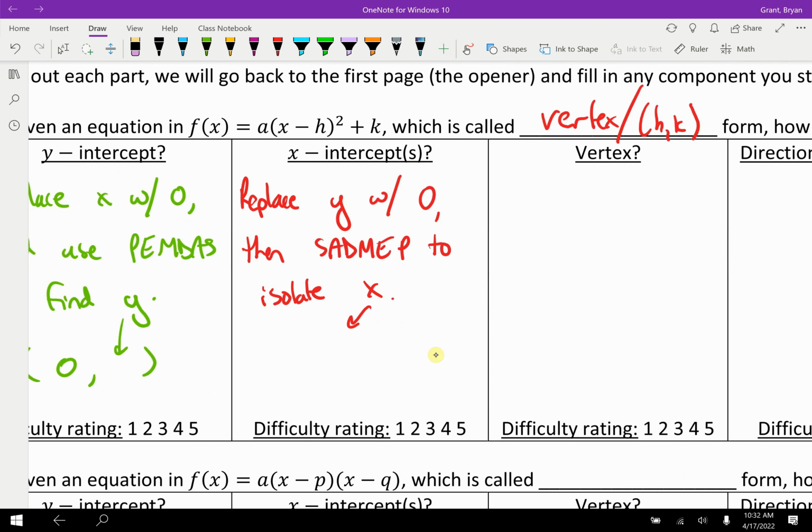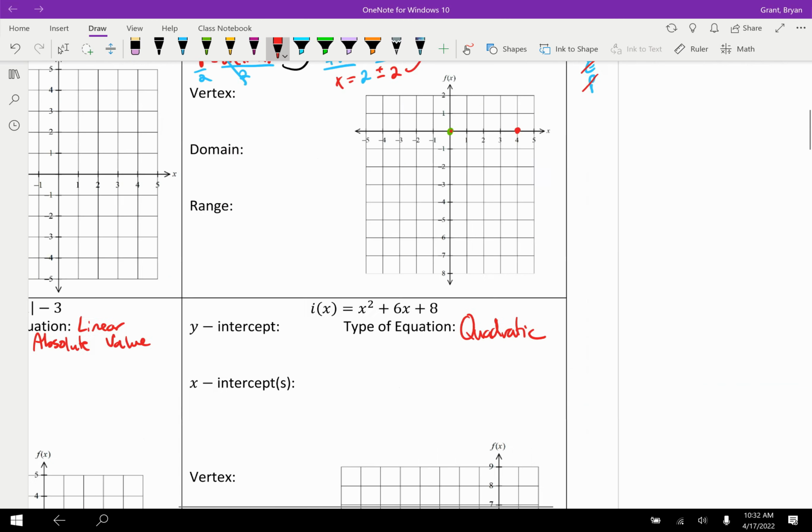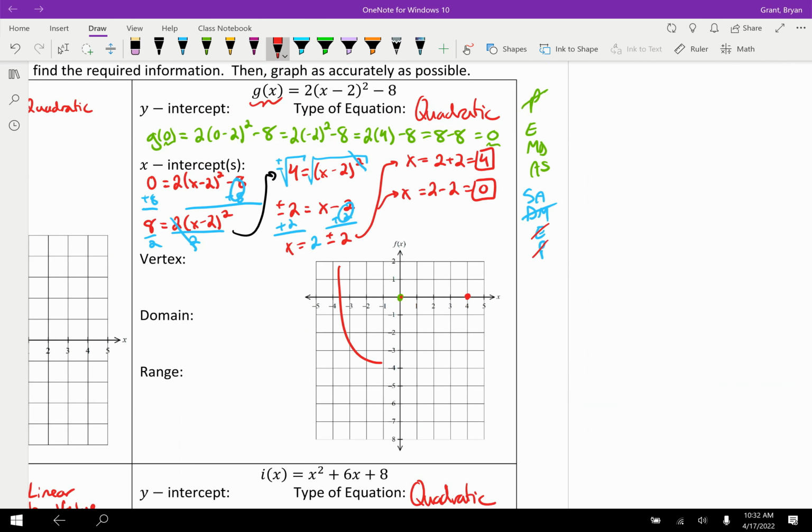And actually, often with parabolas, we'll get a couple answers here. So we have something, comma, 0, and something, comma, 0. And it should make sense that we probably get 2 answers, right? Because eventually this is going to be that U-shaped graph, and our U-shaped graphs usually cross the x-axis, right, twice.